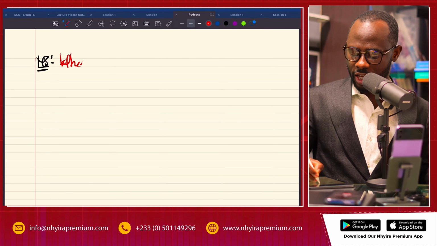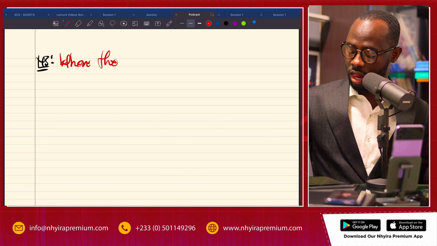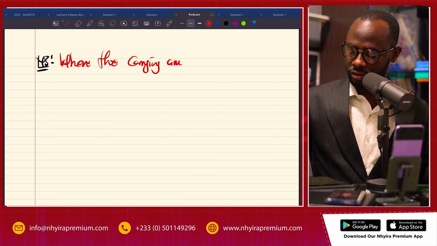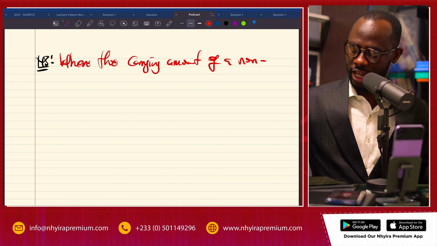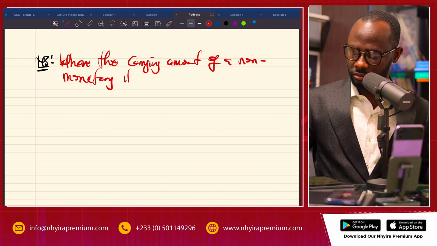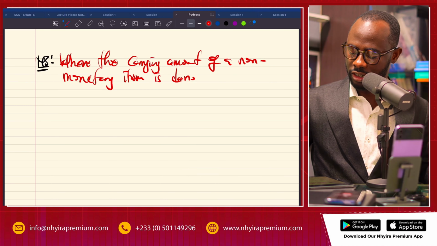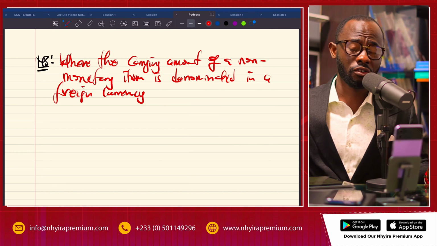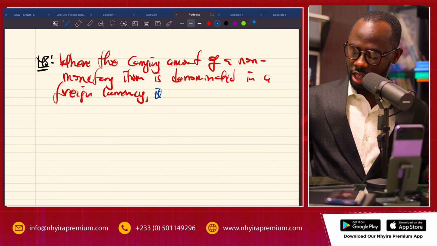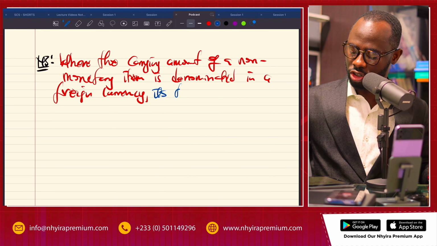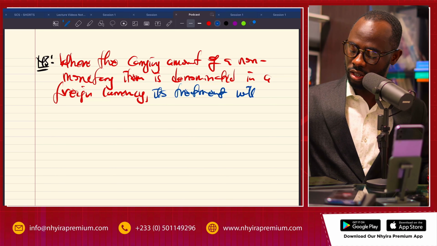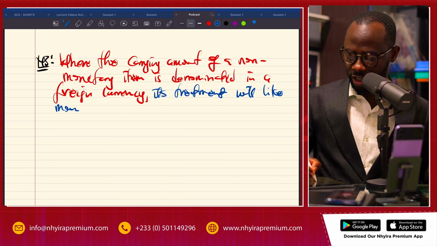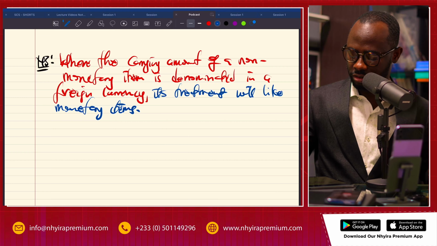So let me put that down: where the carrying amount of a non-monetary item is denominated in a foreign currency, its treatment will be like monetary items. Did you get that?